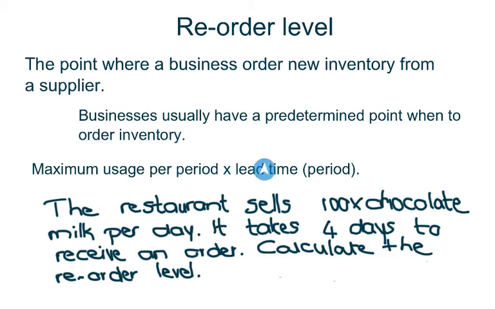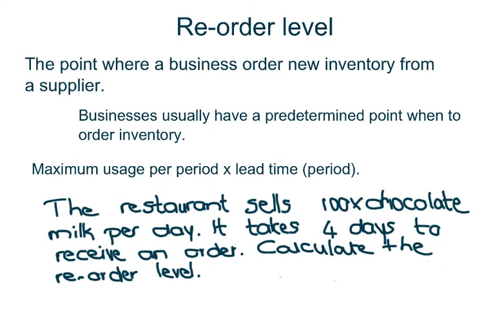And you will remember that lead time refers to the period or the time from when you place the order up to the time when you receive the order. That is then your lead time. Now, our first example: the restaurant sells 100 chocolate milk drinks per day, and it takes 4 days to receive an order. So calculate the reorder level.